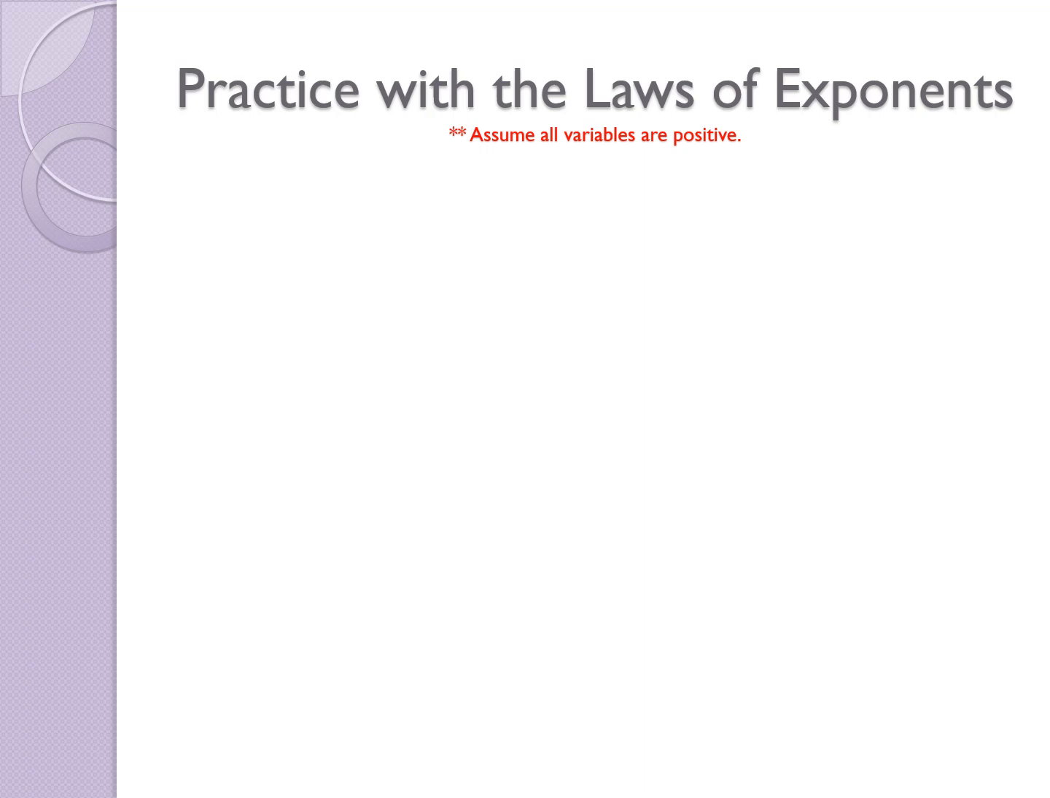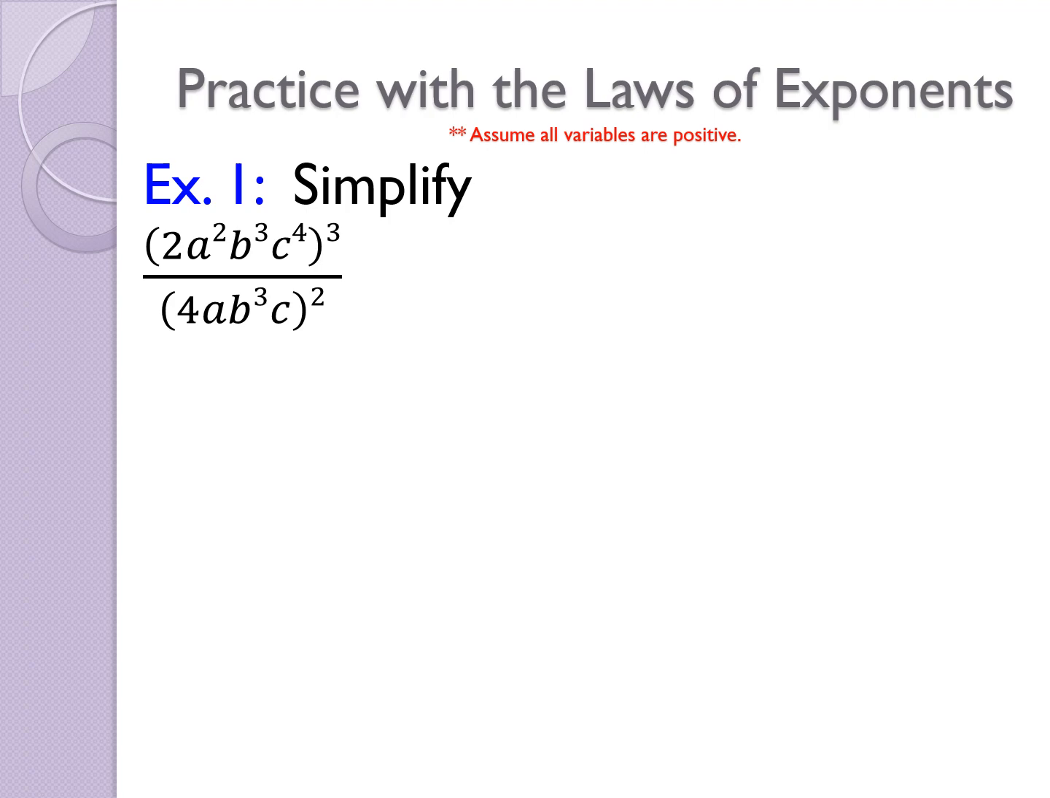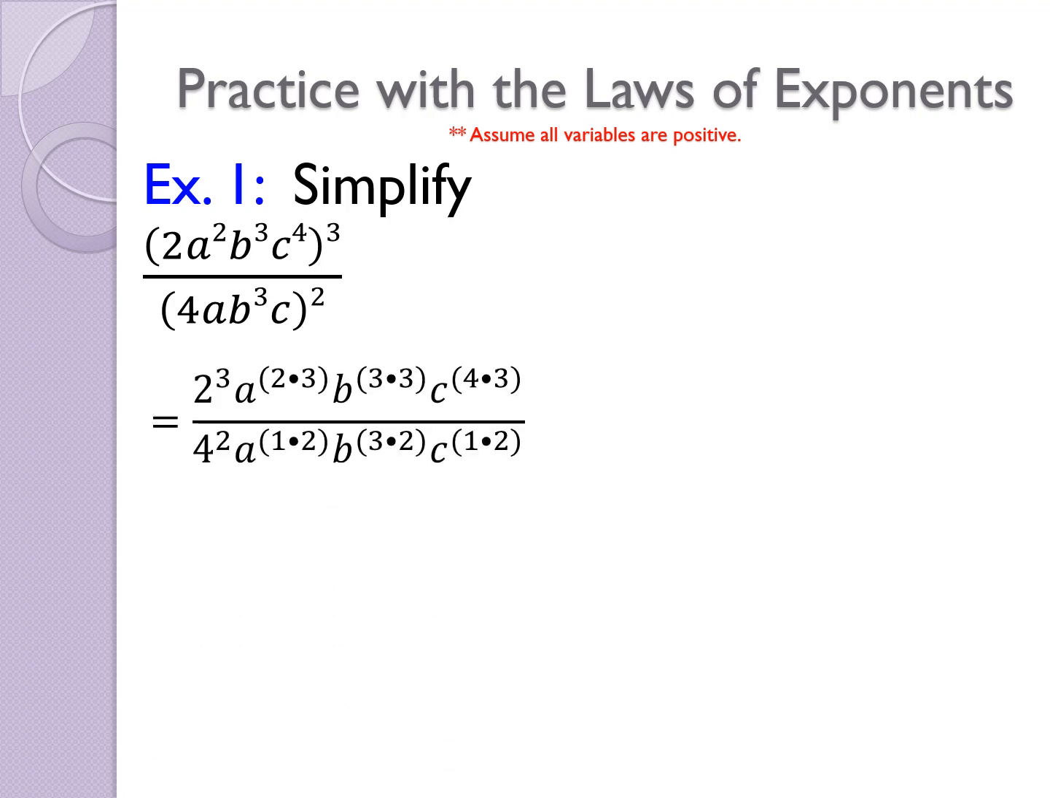So let's look at our first example. And again, this is from Algebra 1. They want us to simplify this expression. So we're going to do the Oprah rule on top. Everybody gets a 3. On the bottom, it's the Oprah rule, but with 2. You get a 2, you get a 2.